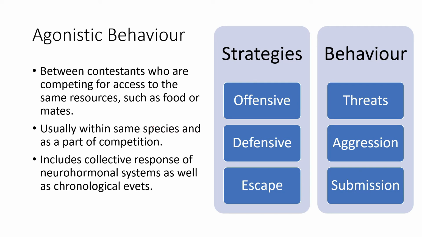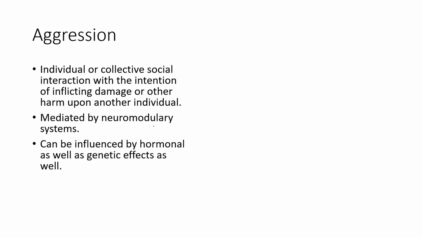When we talk about agonistic behavior, we majorly focus on aggression as well. Aggression is an individual or a collective social interaction that has the intention to inflict damage. So aggression always comes with the intention to inflict damage, right? It is usually targeted to harm the other individual in a competition. It is usually mediated by neuromodulatory systems that include hormonal and neural systems as well as different biological clocks, or the chronological systems. Apart from that, it can be influenced by genetic factors as well.